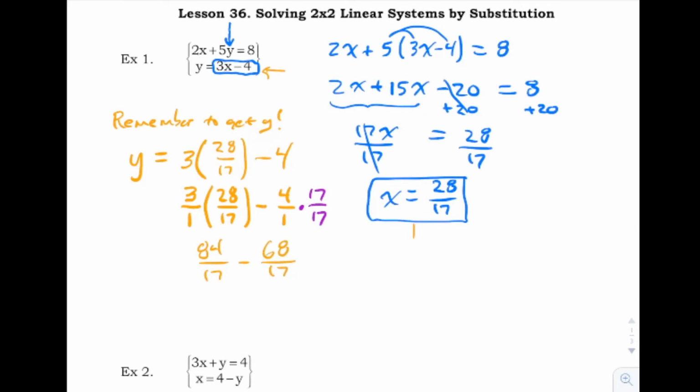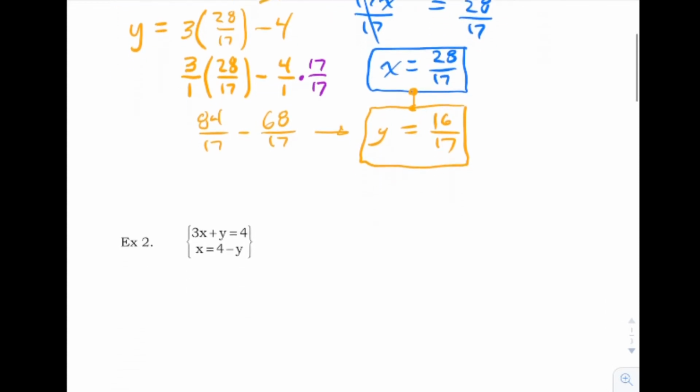And so what I'm getting for y is, I'll tuck it underneath this one, 84 take away 68. What is that, 16? Am I doing that right? 68, 78, 84, yep. And so there's your solution. These two things together, x is 28/17, y is 16/17. Cool, I hope you like the method. I like it, it's a cool method.